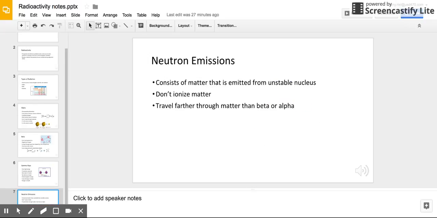And then the fourth one we don't really talk about a whole lot, just basically what it is. A neutron emission is a high-speed neutron that's given off from a nucleus. This typically happens in our outer atmosphere when it's being bombarded by cosmic rays. And this also ends up forming carbon-14, which is important in radioactive dating and geology. That's it for today.